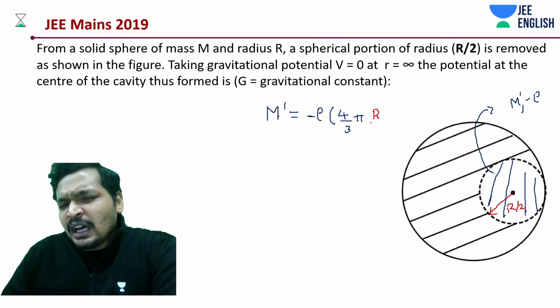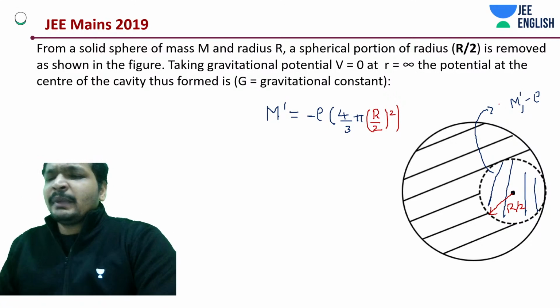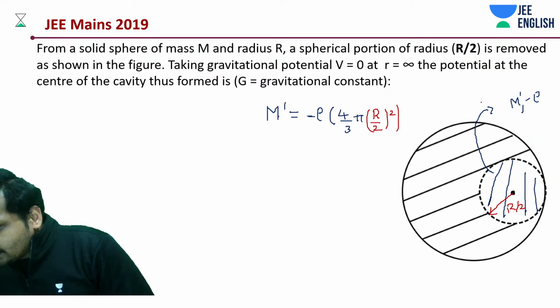So it's going to be r by 2 whole cube. I just changed it to m dash, but since it's a negative mass, you know it's a negative sign.